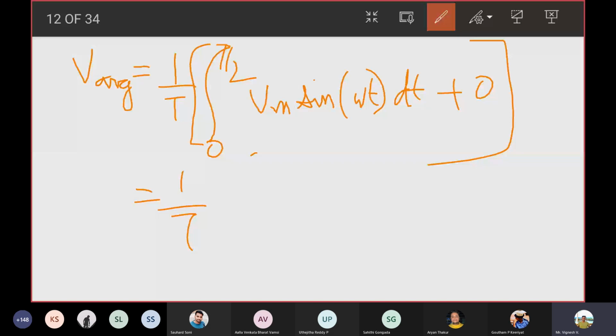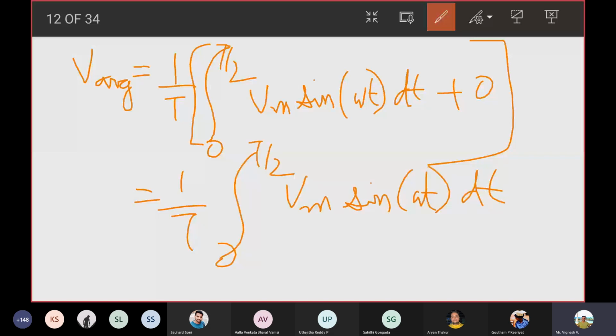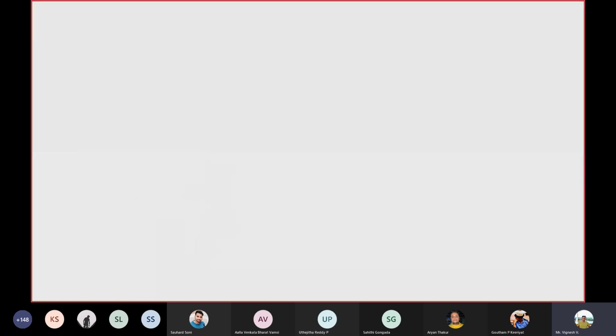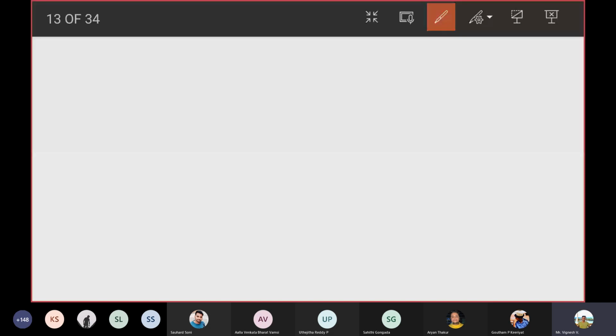Let's do the integration, substitute the limits, and find the average value of the half wave rectifier. I hope you're copying it down. I am in slide 12. I hope you can see what I've written. Confirm, please. Yes, sir. Great. I'm moving on to slide 13. I will do the integration. Since you have written it in the notebook, you should be able to do it.